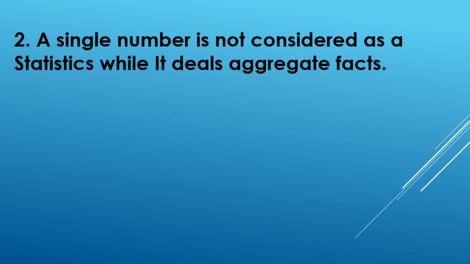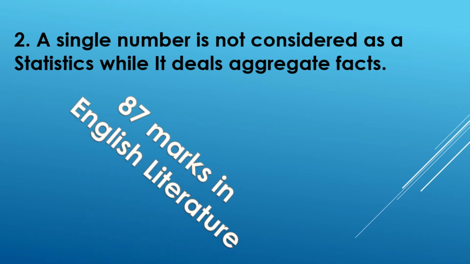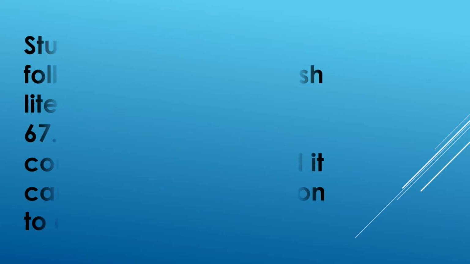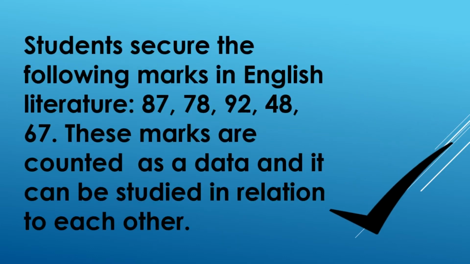The second property of statistics is that a single number is not considered as statistics, while it deals with aggregate facts. Students, 87 marks in English literature is not considered as statistics. But if the mathematics marks of a few students are given, it is considered as statistics because it is counted as data and it can be studied in relation to each other.